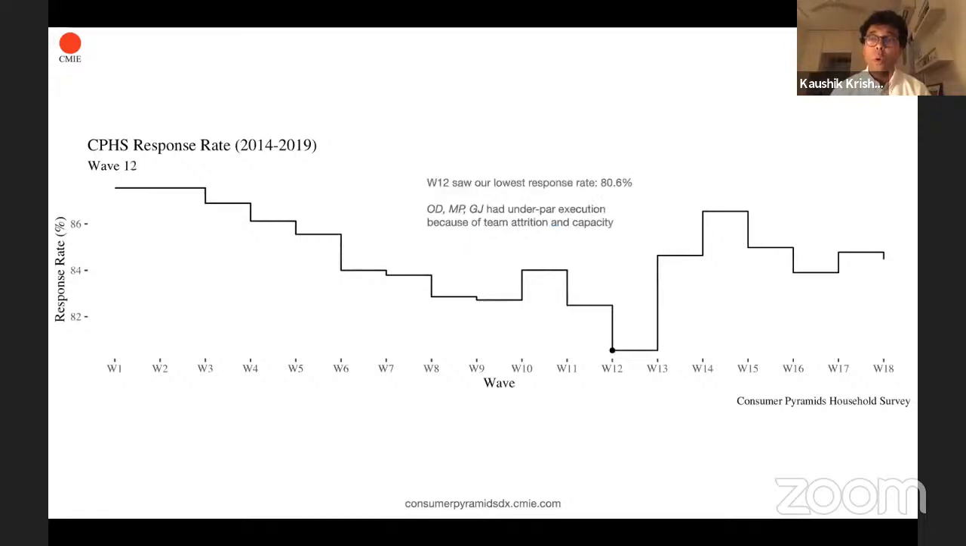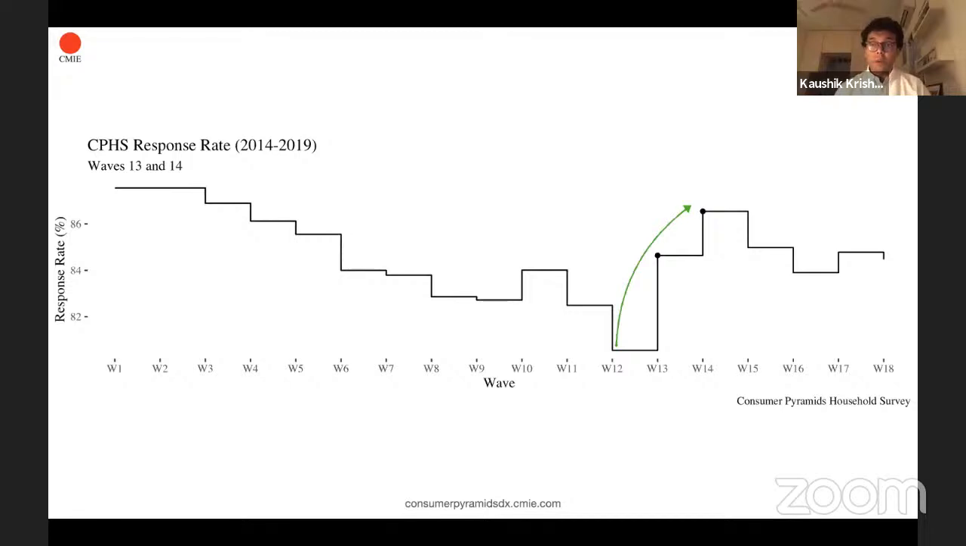Wave 12 was our lowest response rate. We fell to 80.6%. It was primarily because of under-par execution in Odisha, in Madhya Pradesh, and Gujarat again, partly because of team attrition and partly because we didn't have the capacity to handle that team attrition.